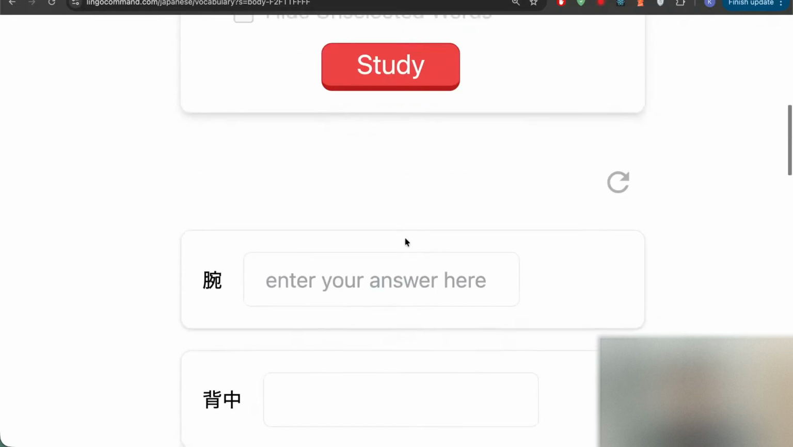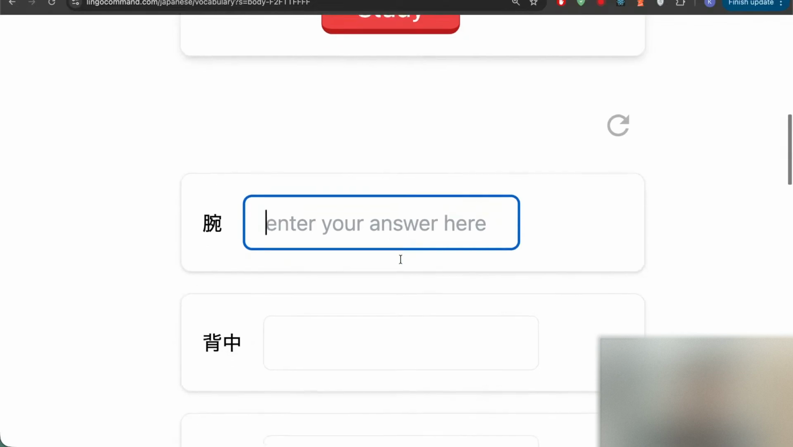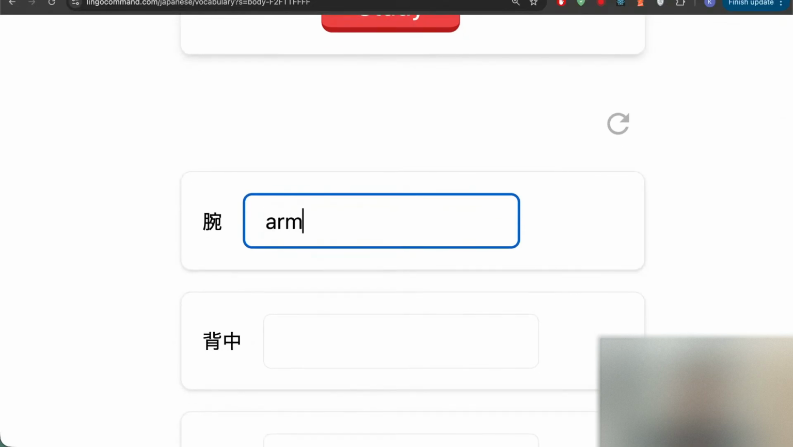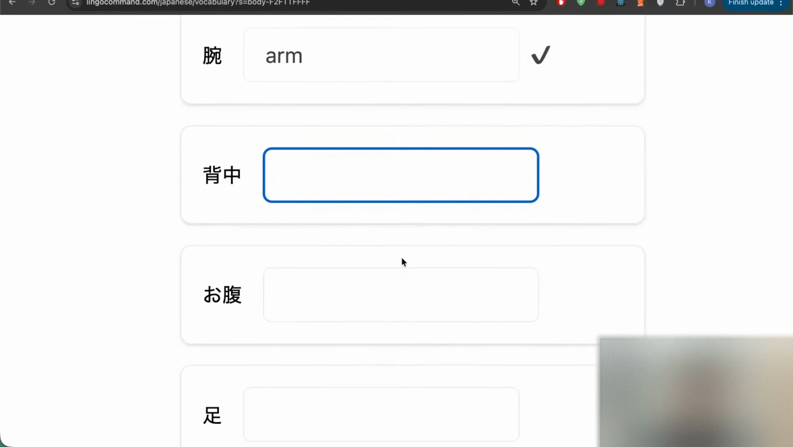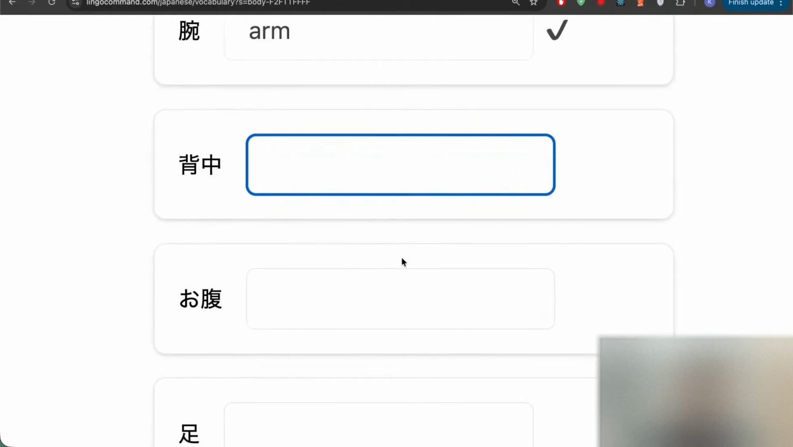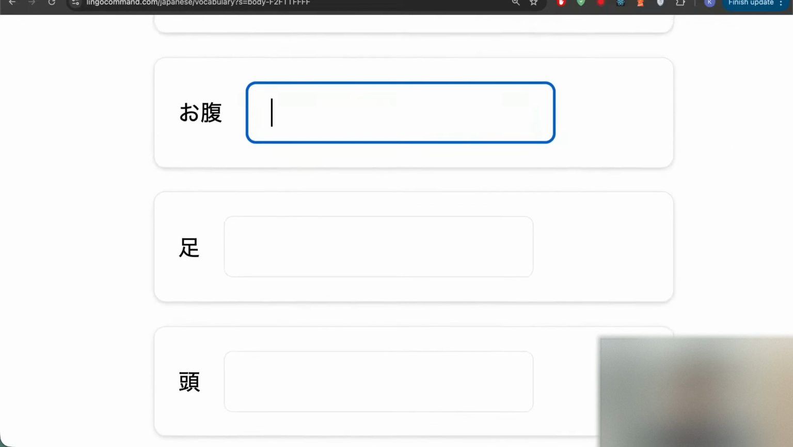Oh, and this is already quite a bit more tricky. I think that this kanji is ude, which is arm. Fantastic. And then this one, I think it's senaka, which is back. Okay, we're on a roll here. And then this next one is onaka, which is stomach.